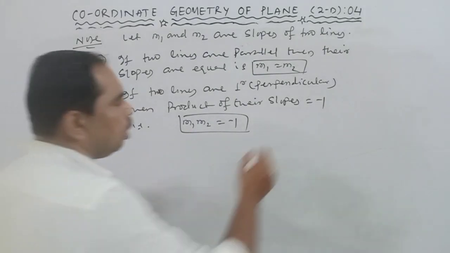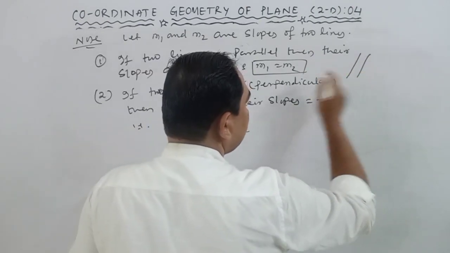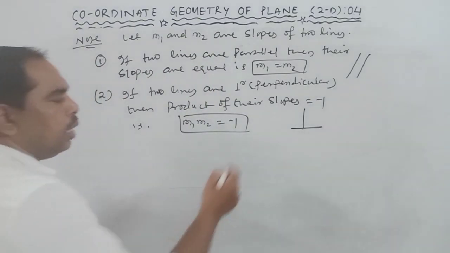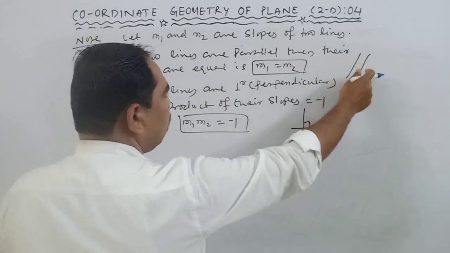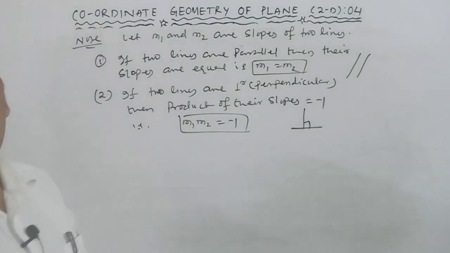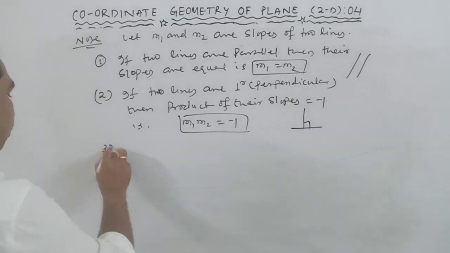Two lines are parallel, and two lines are perpendicular. In the first case both slopes are equal. In the second case the product of the slopes is equal to what? Minus 1.